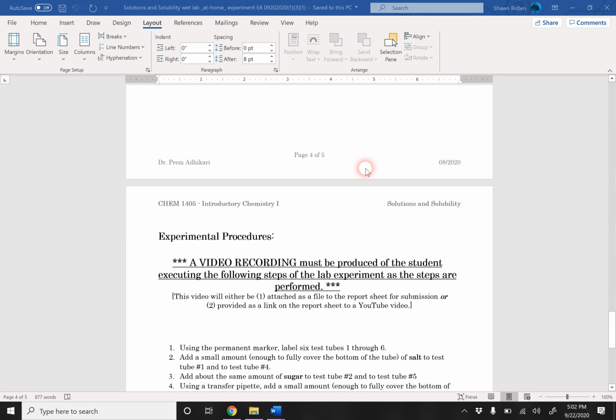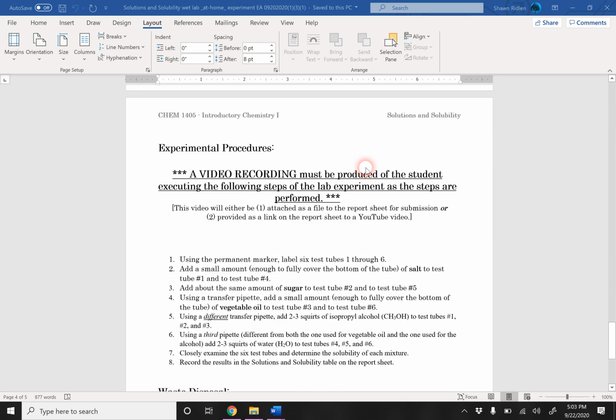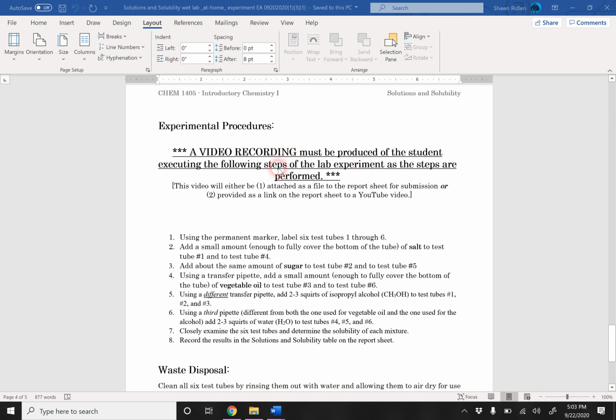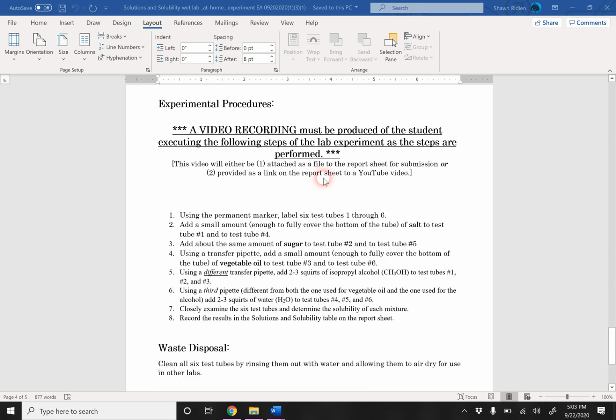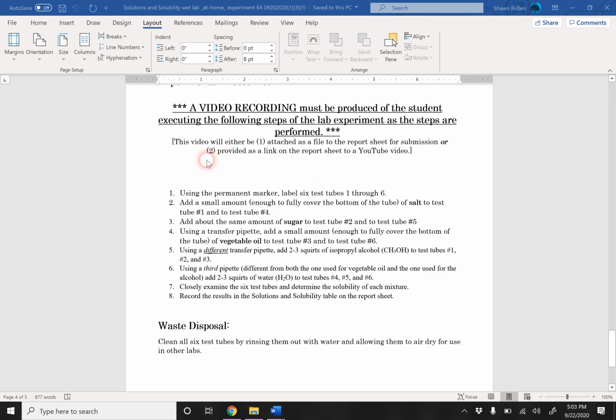Okay, so let's dig into what you're actually doing. So for this experiment, we want you to actually take a video recording of yourself performing the steps. And if you don't want to necessarily show yourself, you could just show your hands. That's okay. But you'll attach that along with your report sheet.